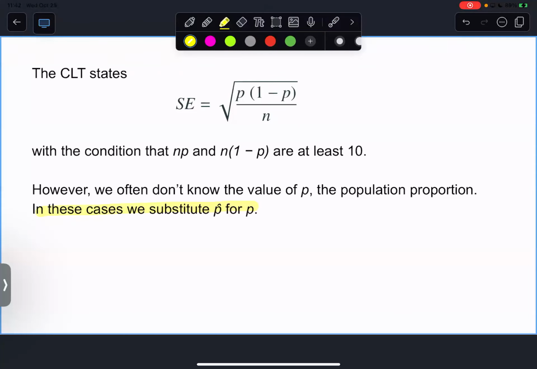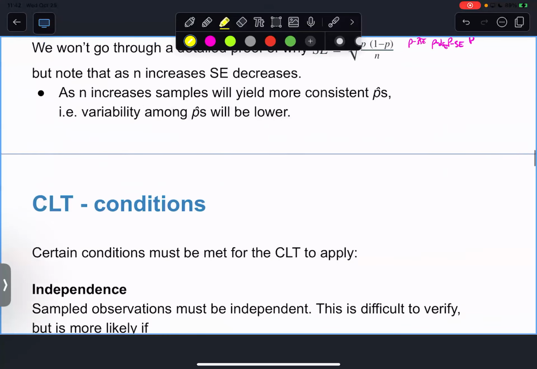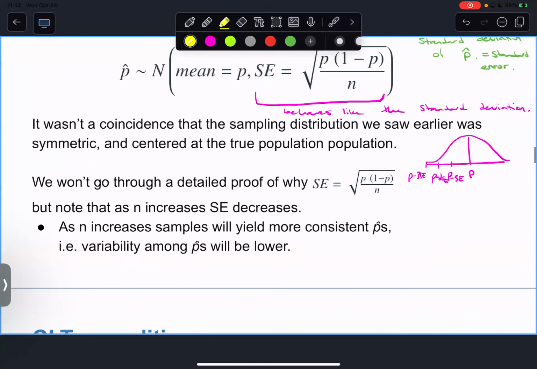But knowing that, let's go back up and say that here, okay? So when we're working with these problems, we're going to be using a standard error of the square root of p hat times 1 minus p hat over n. Okay?